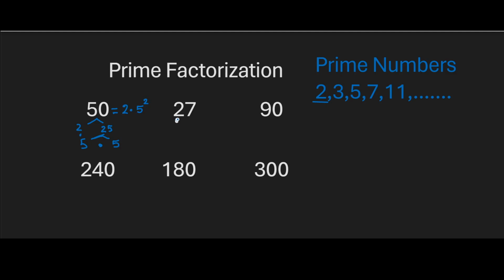The next number is gonna be now number 27, and we do the same thing. Okay, I'm gonna divide by 2. I don't think I can divide by 2. It should be 3. Okay, if I divide by 3, the answer should be 9. Okay, and I can divide 9 by 3, so the answer is gonna be 3.